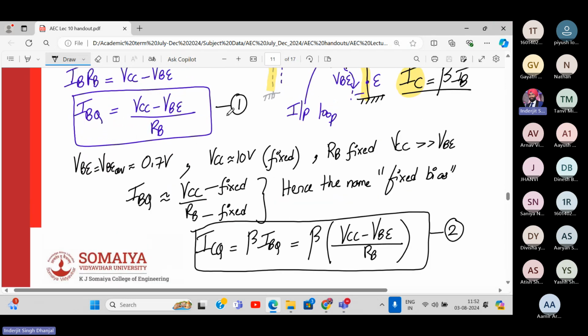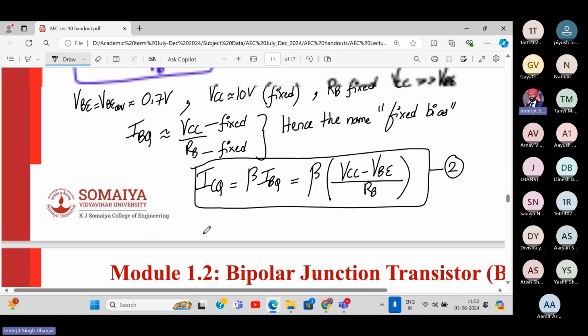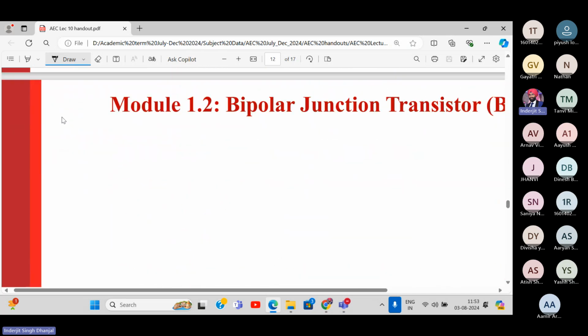Yeah. So so far, we are finding the Q point. We have found out ICQ. Now we have to go for VCEQ. So for VCEQ, we'll apply the KVL to the output loop. So let's write down step number 2. Step number 2 will be apply KVL to output loop. Now for that, I have to draw the circuit again. For y'all, it's already there.